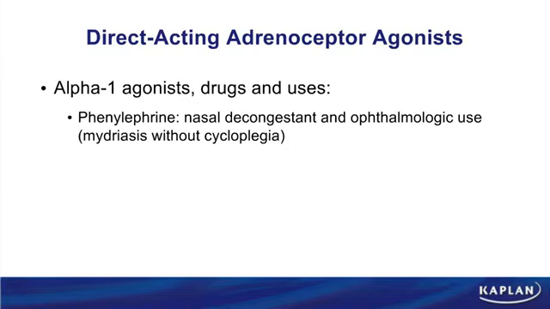Let's focus on the drug phenylephrine. Phenylephrine is used as a nasal decongestant. It's also used for dilated eye exams because it causes mydriasis without cycloplegia. Many times we see phenylephrine used together with a muscarinic antagonist for those dilated eye exams. You might remember several years ago, a very, very popular nasal decongestant called pseudoephedrine was pulled out of many of those over-the-counter products.